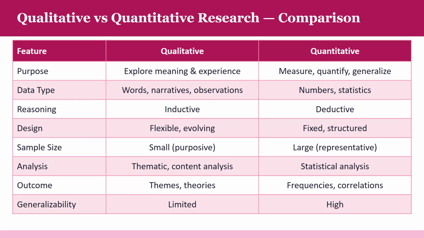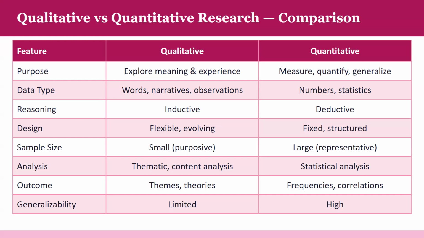Qualitative research has the purpose to explore meaning and experience, while quantitative research aims to quantify and generalize the findings. The data type in qualitative is words, narratives, and observations, while in quantitative we have numbers and stats. Reasoning is inductive in qualitative and deductive in quantitative. The design is flexible and evolving in qualitative, while fixed and structured in quantitative.